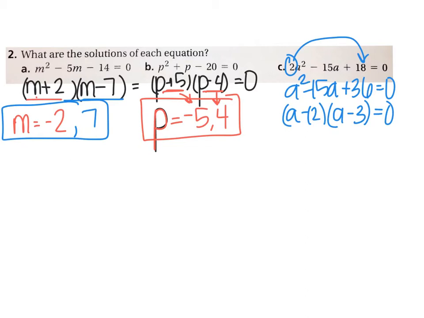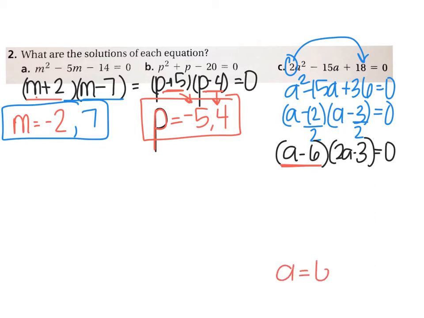And now you have to divide both sides by 2, or not both sides, but both factors. And you get a minus 6, and then 2a minus 3. So now to find your zeros, as we call them, this one's going to be easy because you know it's going to have to be 6, because 6 minus 6 is 0. So you know a is going to be 6.